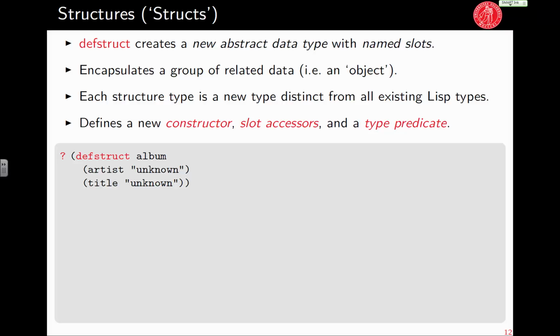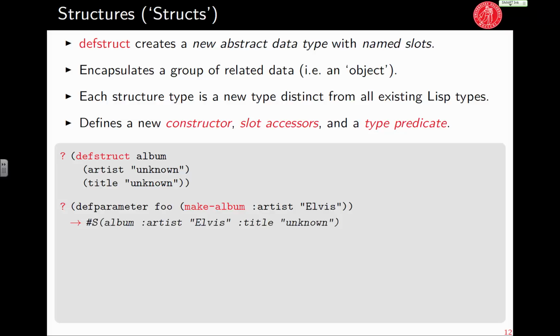So I say defstruct album. I say an album comprises two pieces of information, the artist and the title of the album. So these are, in a sense, the names of these properties. Here I specify default values. I wouldn't have had to do that. So they both default to unknown. And then I have a constructor called make-structure-name, make-album. It takes as many keyword arguments as there are slots in the defstruct. And it returns an object that I can bind to foo.